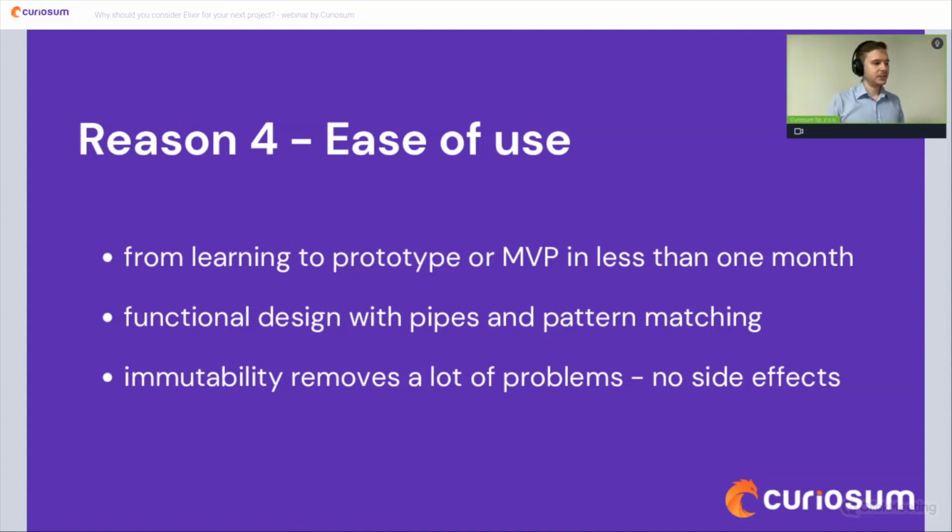There is a functional design with pipes and pattern matching, which really makes it much easier from my perspective to write self-documenting code. And we have this immutability, as I said, that removes a lot of problems, which means no side effects. So it's easy to use it because there are no side effects, no problems happening as you would have, for instance, in Ruby.